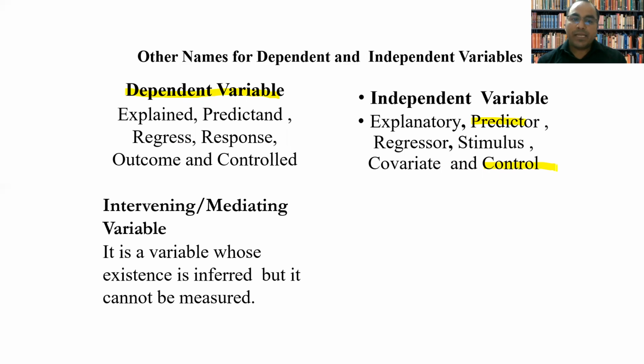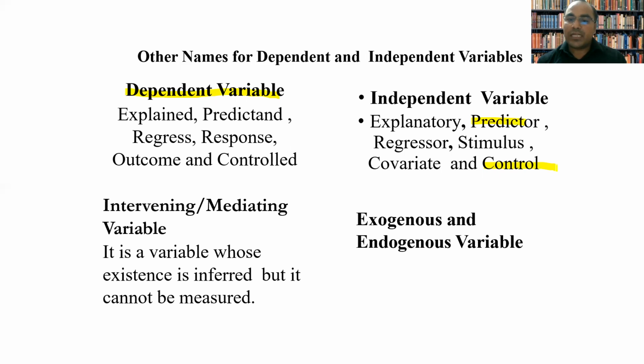Some intervening and mediating variables are also variables whose existence is inferred, but which cannot be measured. There are some other variables like exogenous and endogenous variables.